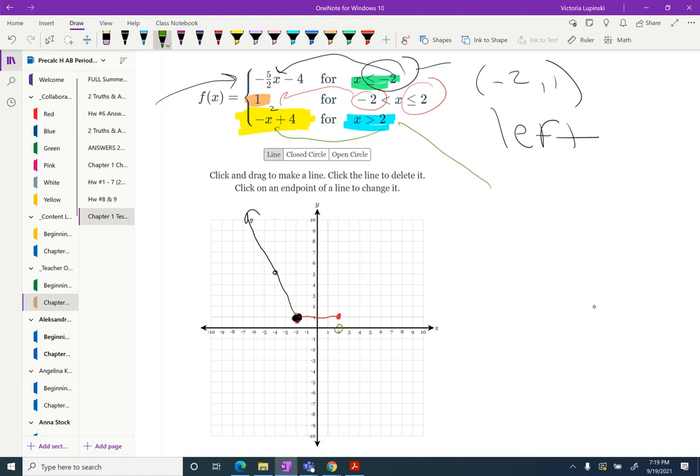Then you have to plug in values to the right, things that are bigger than 2. Let's say you plug in 3. 3 squared is 9. If you make it negative, it's -9. Plus 4 is -5, so (3, -5). If you plug in 4, 4 squared is 16. -16 plus 4 is -12. So that's going to be somewhere around here. And when you connect them, it should be curvy because it's part of a quadratic. I just made it up from scratch, but this should be a curve because it's part of a quadratic.